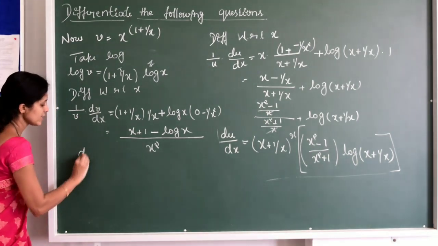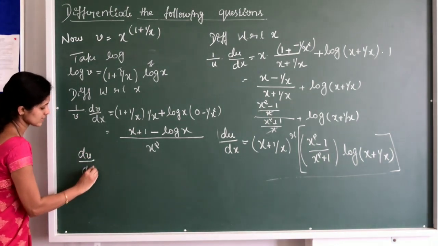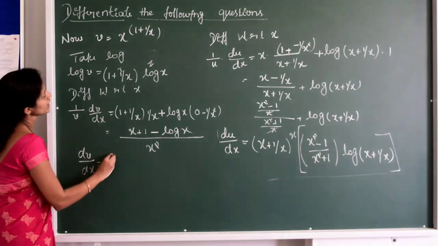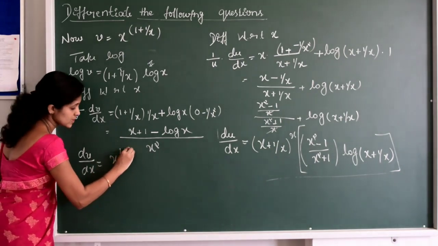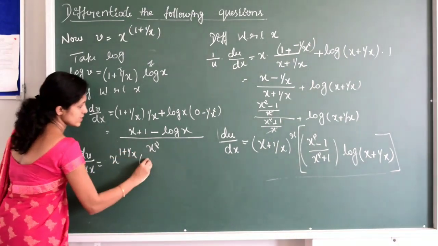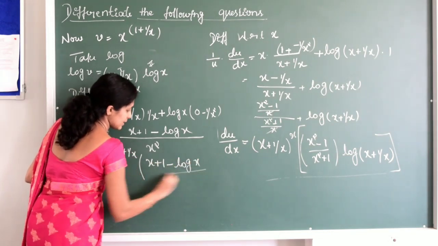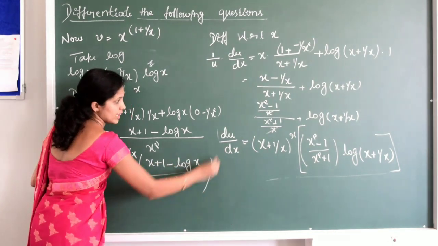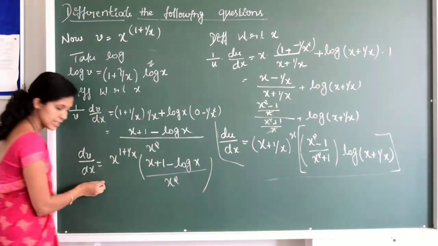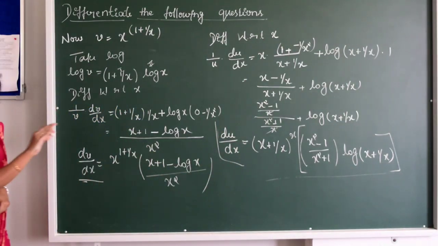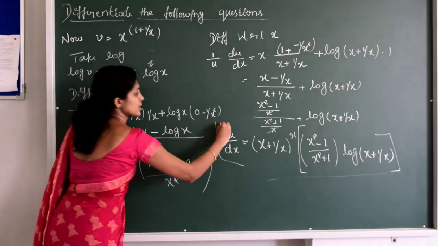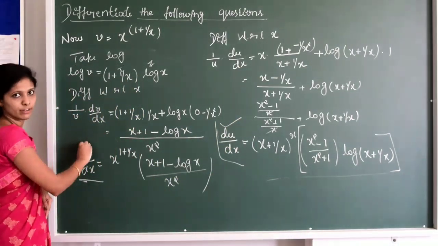So finally we can write dv by dx is equal to v. What is v? That is x to the power (1 plus 1 by x) into (x plus 1 minus log x) divided by x square. Now we got the value of du by dx and dv by dx. Finally you have to write dy by dx is equal to, you have to substitute this du by dx plus dv by dx.